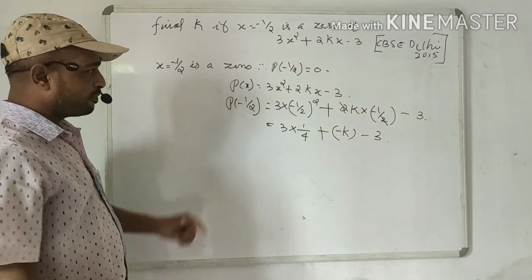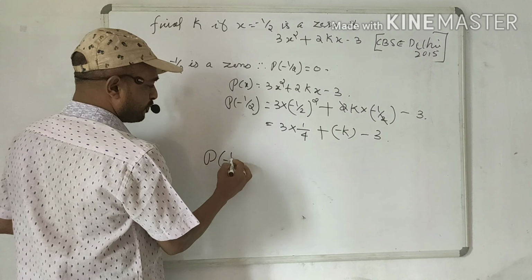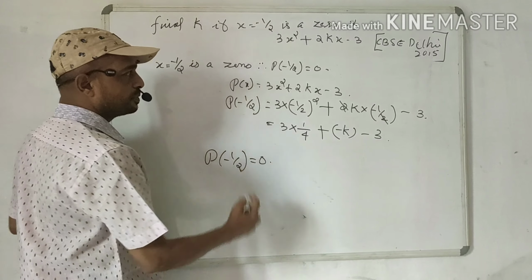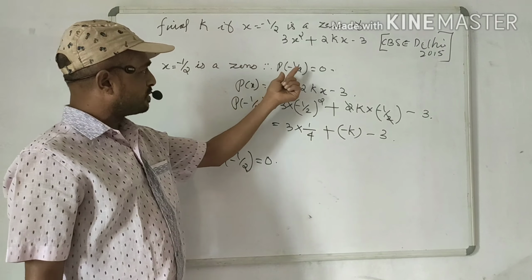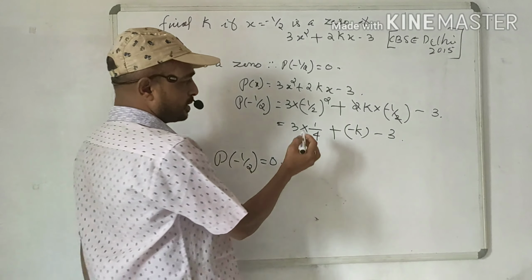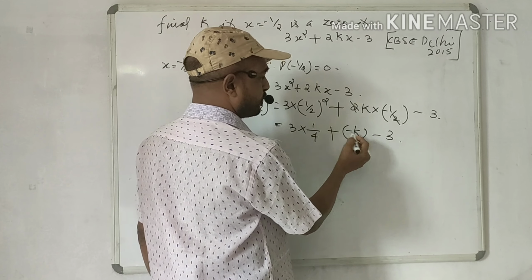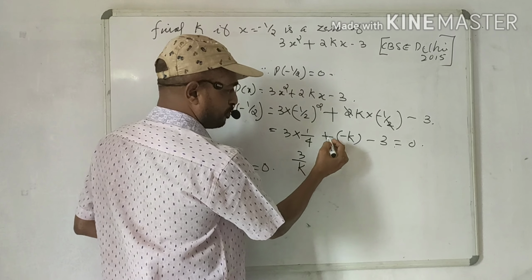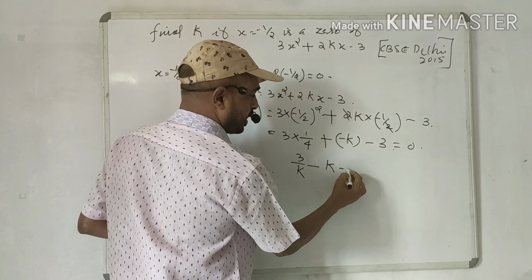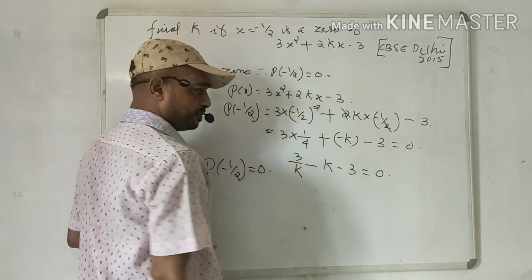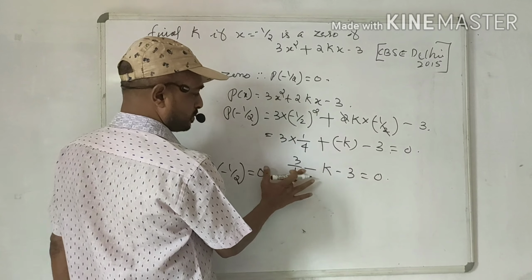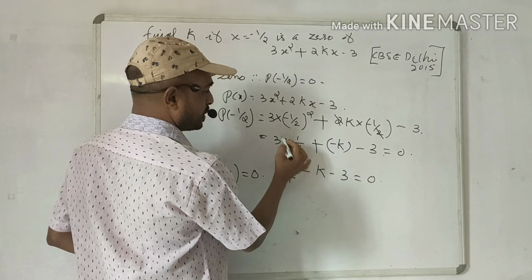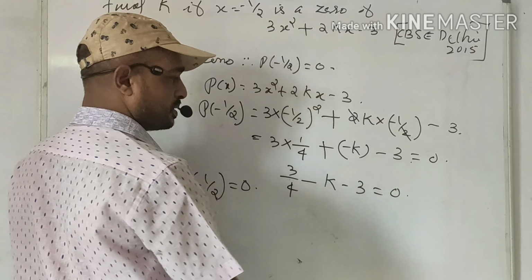And p of minus 1 by 2 must be equal to 0. If x equal to minus 1 by 2 is a zero, p of minus 1 by 2 is equal to 0. That means this expression must be 0. That is 3 into 1 by 4 plus minus k minus 3 equal to 0. That is 3 by 4 minus k minus 3 equal to 0.